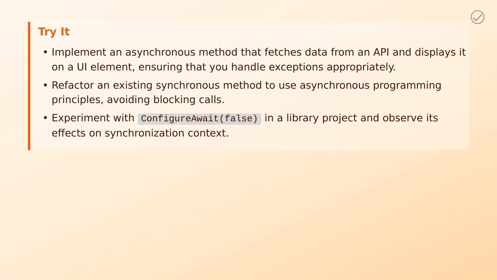Go ahead and work through this exercise. First, implement an asynchronous method that fetches data from an API and displays it on a UI element, ensuring that you handle exceptions appropriately. Also, refactor an existing synchronous method to use asynchronous programming principles, avoiding blocking calls. Finally, experiment with ConfigureAwait(false) in a library project and observe its effects on the synchronization context.